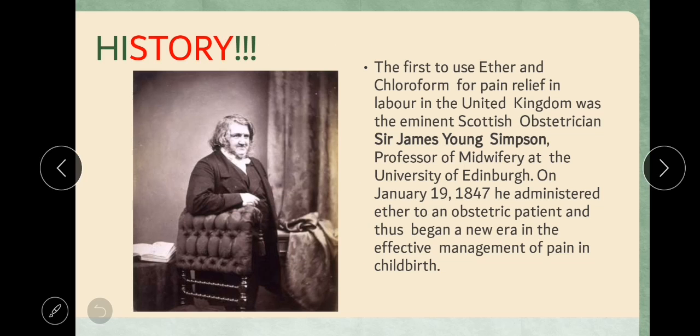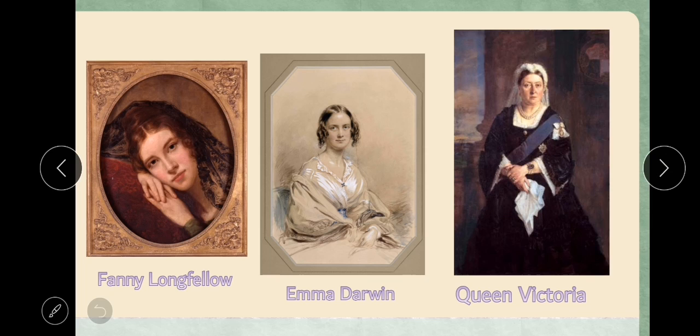Okay, we are going to read the history. The first to use ether and chloroform for pain relief in labor in the United Kingdom was the eminent Scottish obstetrician Sir James Young Simpson, professor of midwifery at the University of Edinburgh. On January 1847, he administered ether to an obstetric patient and thus began a new era in the effective management of pain in childbirth.